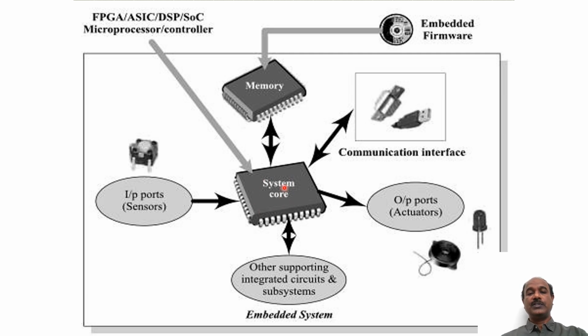Now we have to study one by one in detail what we mean by system core, which processors we can use here, which different types of memories can be used here, which different types of sensors can be connected, which different types of actuators, all these things. We have to study in detail. So today let us study only the system core, which is the main part of the embedded system.